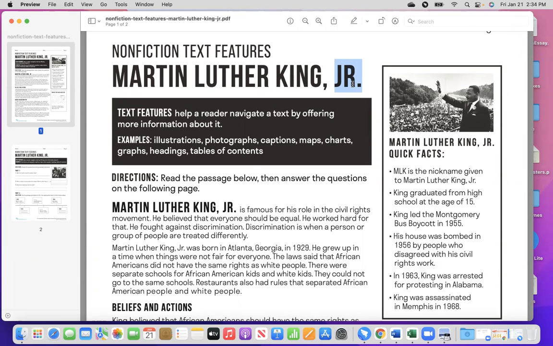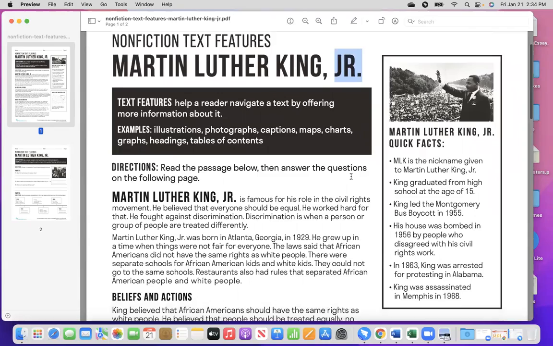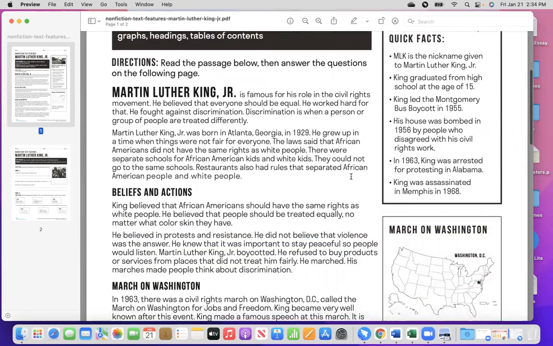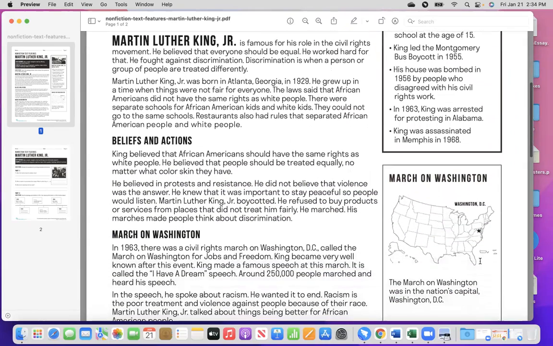Text features help a reader navigate a text by offering more information about it. Examples: illustrations, photographs, captions, maps, charts, graphs, headings, tables of contents, directions. Read the passage below, then answer the questions on the following page. Okay, let me scroll up for you. Okay, go ahead.